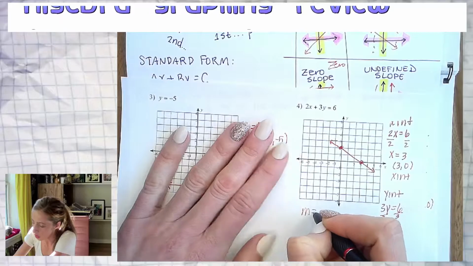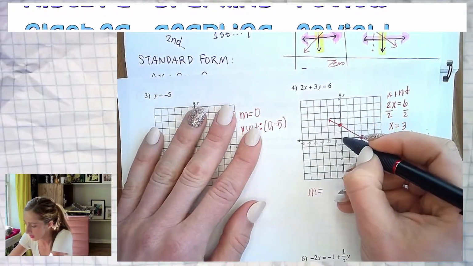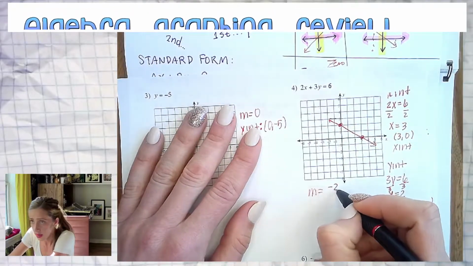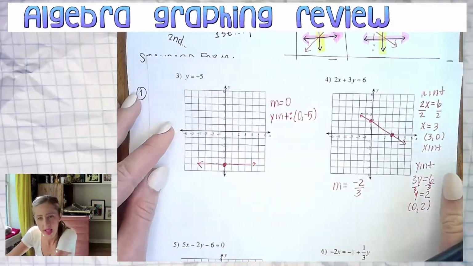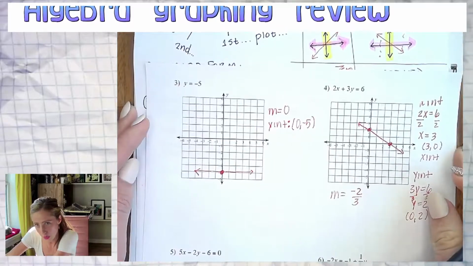I could figure out my slope by just counting out boxes. Down 2, right 3, so it's -2/3. That's the end of the examples I want you to worry about.